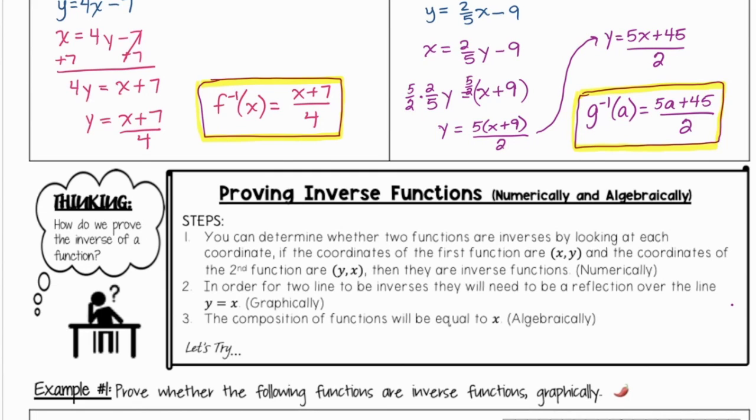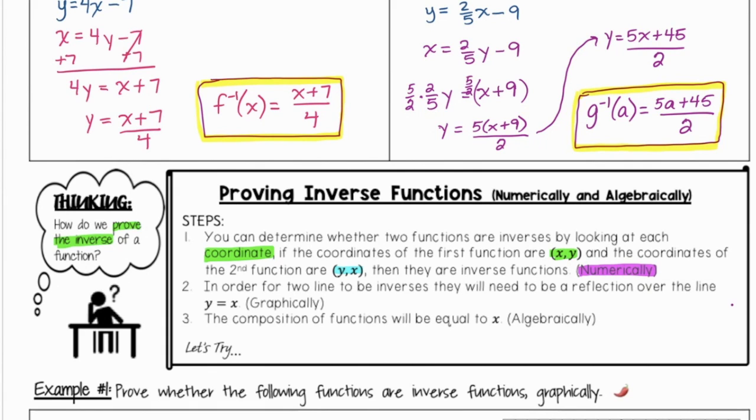So what are we doing today? We are going to prove the inverse of a function. There is a specific way that you're going to be asked to prove this. There are three different types of proofs that you could do. So steps. 1. You can determine whether two functions are inverses by looking at each of the coordinates of the first function, x, y, and the coordinates of the second function would be swapped, y, x. If this occurs, that means that we have inverse functions. And this is known as a numerical proof, just by looking at the ordered pair.